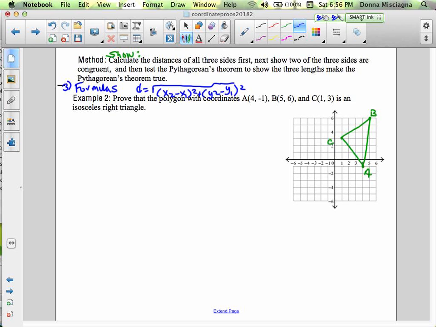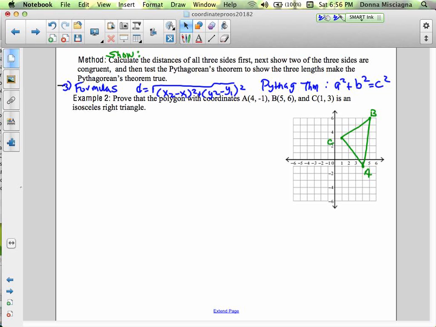And then, of course, this time we're not going to forget to write down Pythagorean theorem, which is a squared plus b squared equals c squared. Leg squared plus leg squared equals hypotenuse squared. All right, we got our formulas. All right, now we need our work.